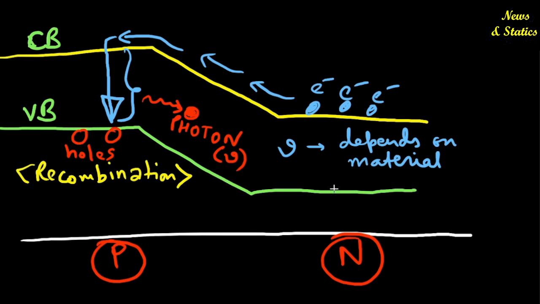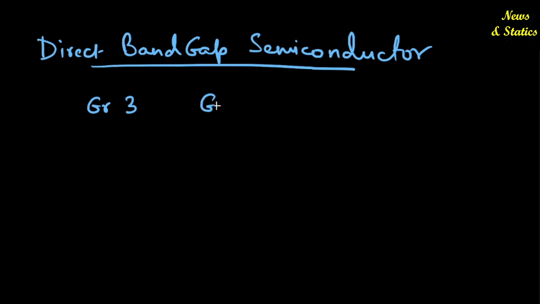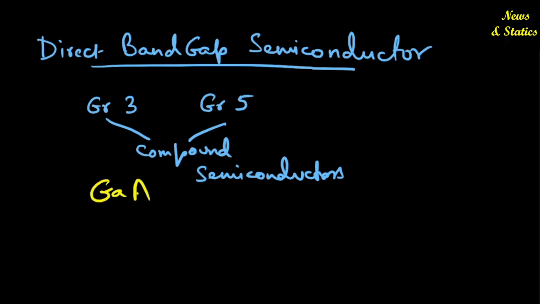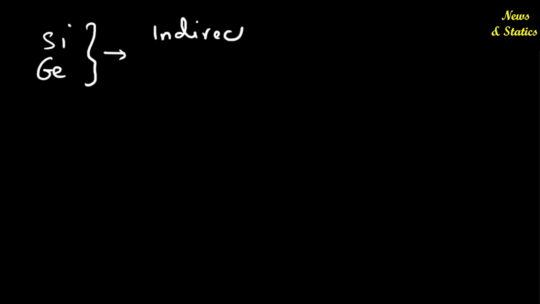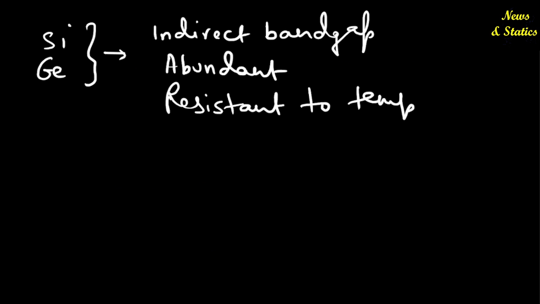And by the way, this material of the semiconductor which makes this diode has to be a direct bandgap semiconductor. Just like you have the compound semiconductors when you combine the group 3 and the group 5 elements, gallium arsenide, gallium phosphide, etc. Silicon, germanium, these won't work. These are famous because silicon is abundantly found, it's resistant to temperature variations, but not for this application of light emission.